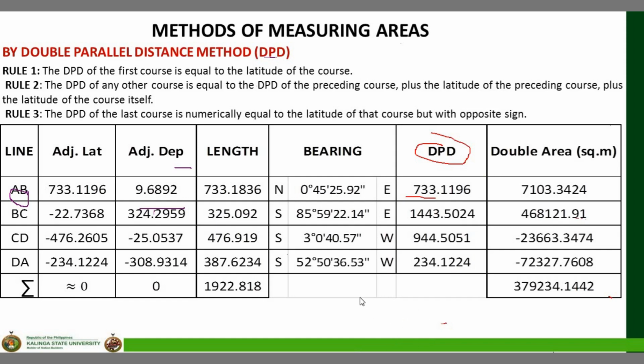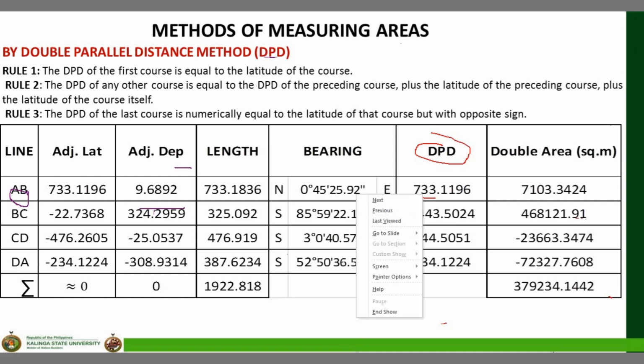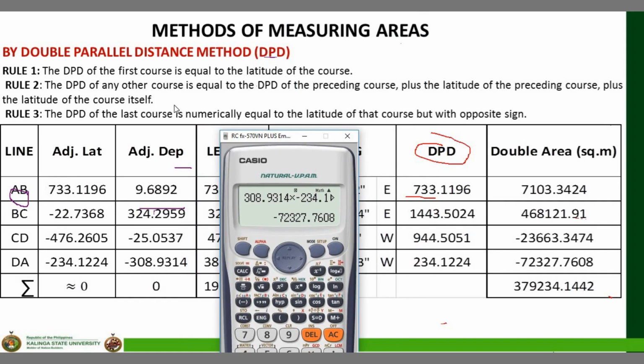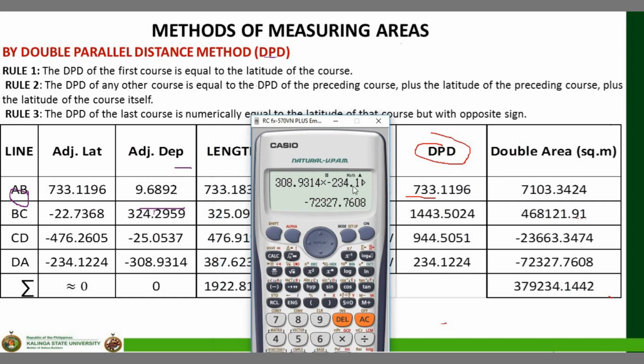Now, using again the rules, let's try to follow the rules indicated there. The Rule 1, for the DPD of the first course, that is equal to the latitude of the course. So, ang DPD ni AB, that is equal to the latitude of AB. Ang latitude ni AB ay 733.1196. So, ang DPD ni AB ay 733.1196.